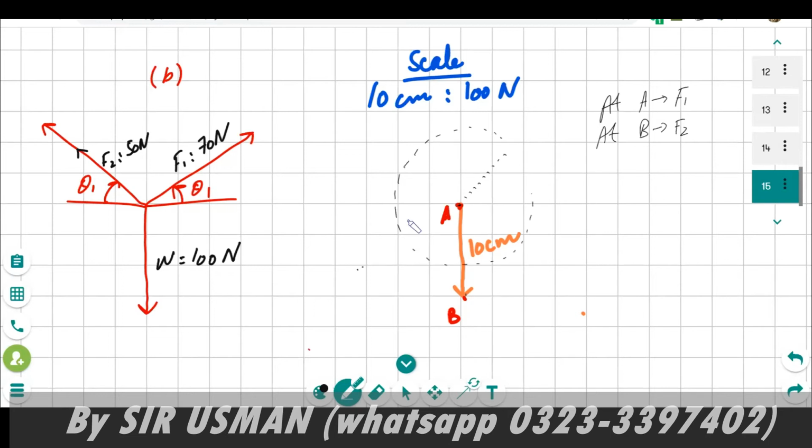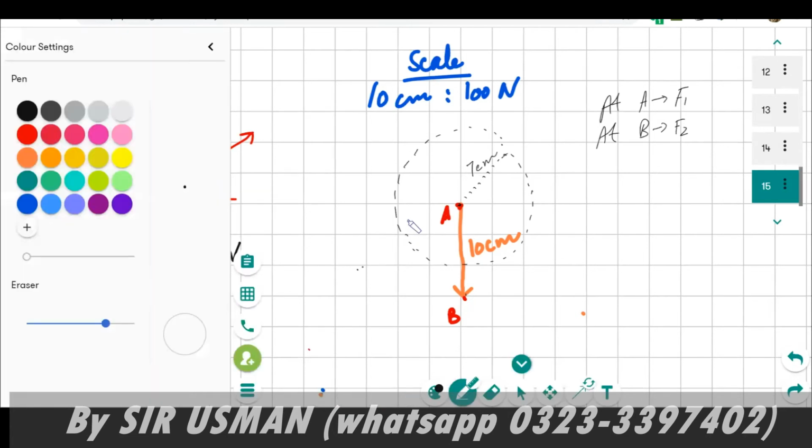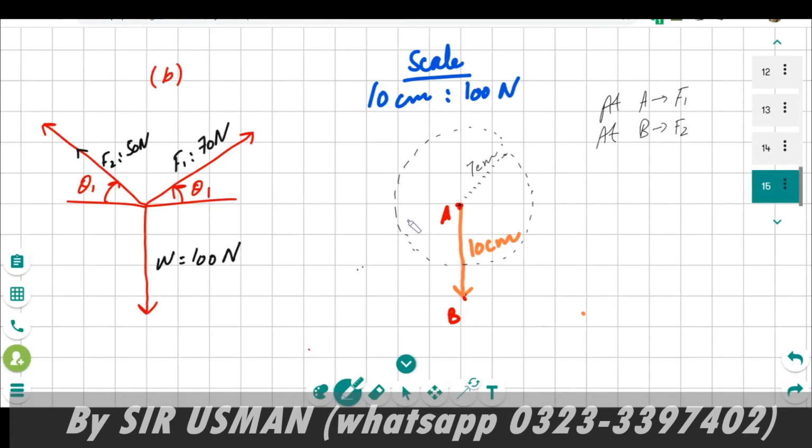The 7 centimeter circle is drawn. Now at B, we need to draw the circle of 5 centimeter. The 5 centimeter circle is drawn. Radius should be 5 centimeter. Now again, these are 2 points.